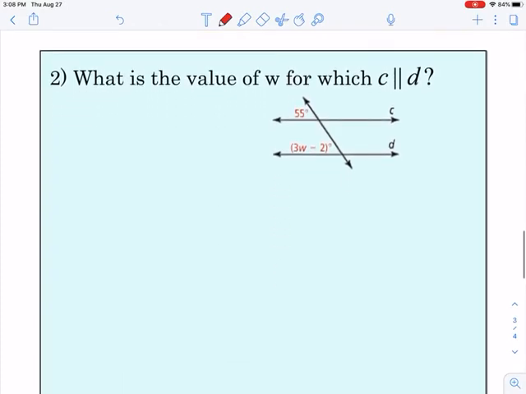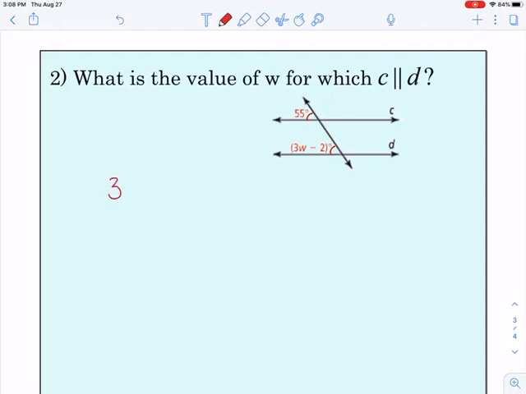Okay, so what is the value of W for which line C will be parallel to line D? If these two lines are going to be parallel, that means these two angles are going to have to be congruent because they're corresponding angles. So if they're congruent, that means they're going to be equal.